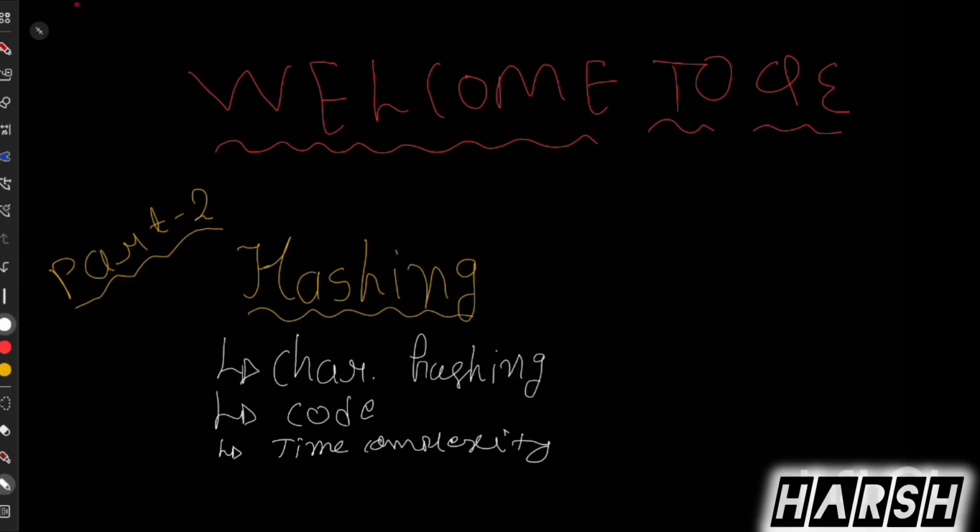Today's lecture we will discuss part 2 of hashing, which includes character hashing code, not in VS Code, because I assume that before learning DSA you have mastered your language. So DSA is more about concept and very little about coding. And third is time complexity. So let's begin.